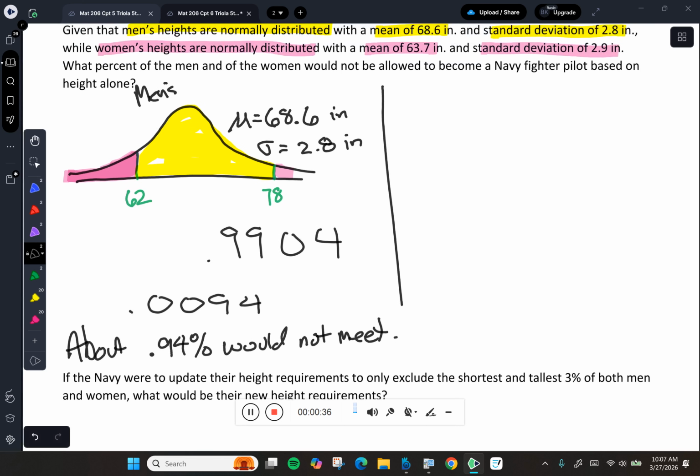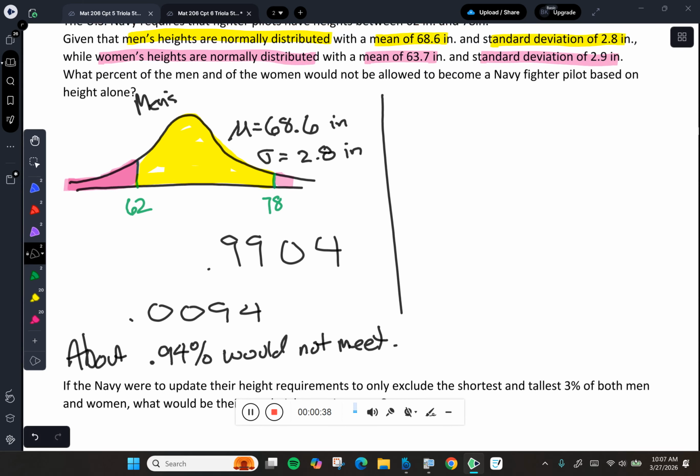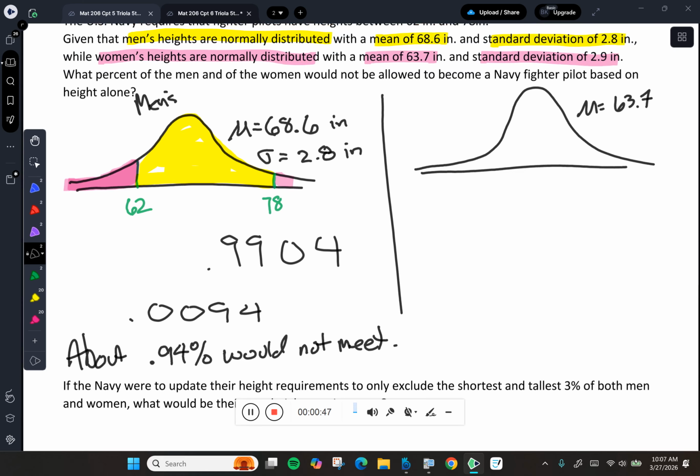All right, and let's take a look at women then. Women's heights are normally distributed with a mean of 63.7 and a standard deviation of 2.9. The same requirements are placed on them, that is, it has to be between 62 and 78. So we're still trying to find that piece in the middle. I'm going to do this one the same way I did the last one. I'll find the middle, and then I'll subtract to find the two tails, because what we really want is those people and those people, the ones that are too short and the ones that are too tall.